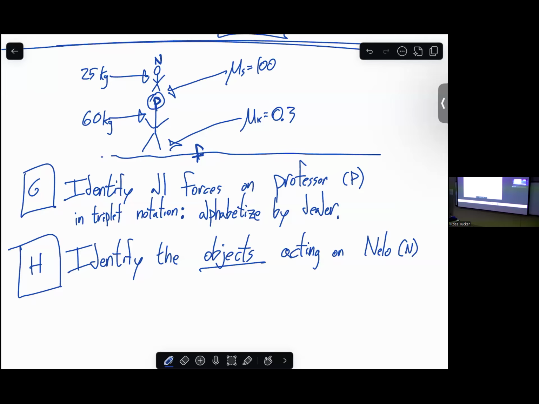And check each other, please. Oh, good. Mostly good. Please follow directions. I'm not asking for forces. I'm asking for objects. Objects, objects, objects. Single letters, please. Not triplets.